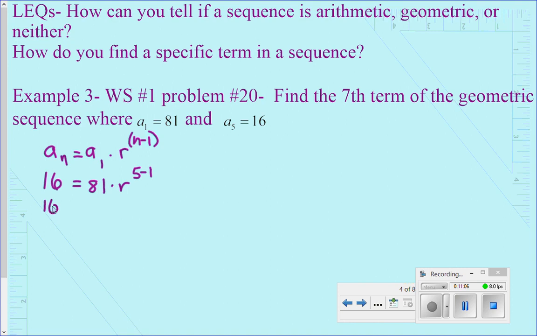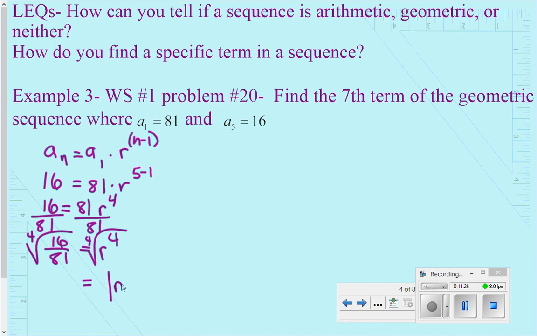So I have 16 is equal to 81 times r to the fourth. And I'm going to divide both sides by 81. And I'm going to solve that by taking the fourth root of both sides. I'm taking an even root of something to an even power, so I know that's the absolute value of r. And the fourth root of 16 I know is 2, and the fourth root of 81 I know is 3. So that means that r is equal to plus or minus 2/3.